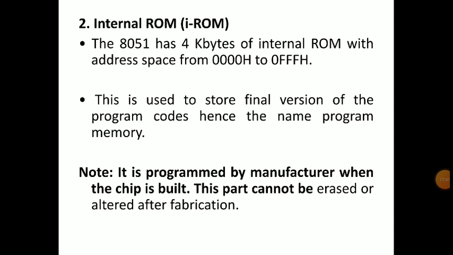So it is 1111 and so the remaining ones. The 1111 represents F, 15. So 4 ones means F, again 4 ones F, and again 4 ones F. So triple F is the equivalent hexadecimal number for the binary, and the range is from 0000 to 0FFF, that is 0 triple F. So that is the range of a 4 kilobytes internal ROM.